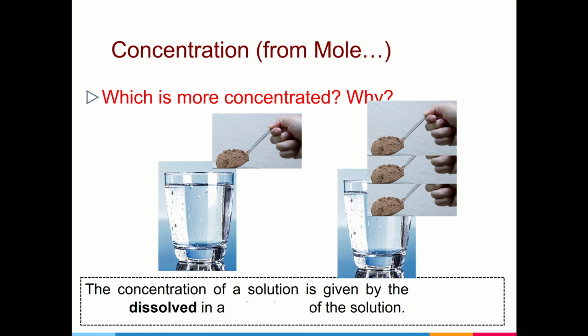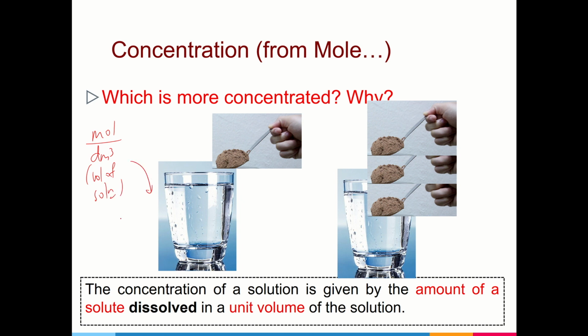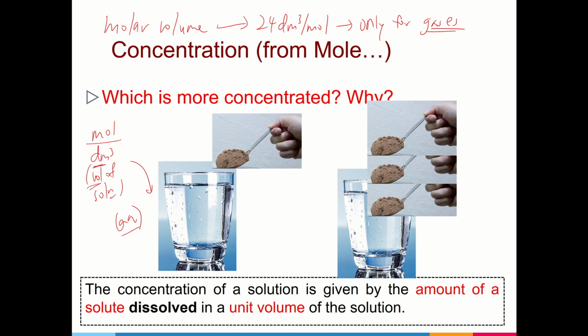You don't have to memorize the definition, but at least understand how the unit comes from, mole per dm cube. It is always the amount dissolved in a fixed volume. So it's always the number of moles over the volume of solution. And this is in aqueous state. Please do not confuse with molar volume. Molar volume is only for gases. When we say volume here, this dm cube is for solution. It's not for gas.